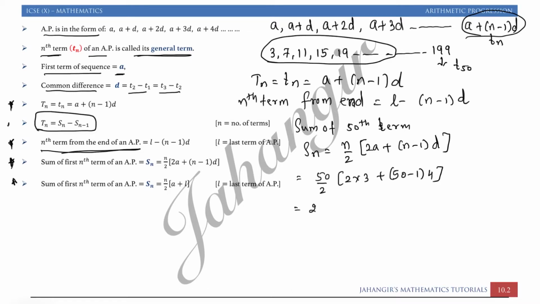50 by 2 is 25. 3 2s are 6 plus 49 into 4. 9 4s are 36. 3 plus 196.